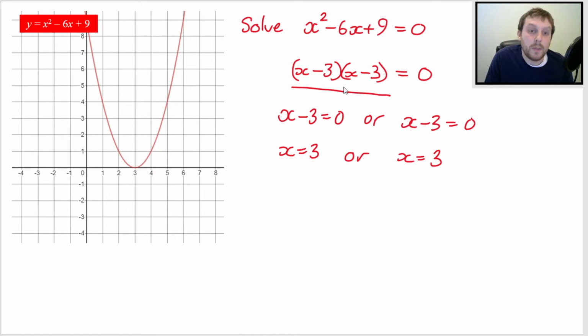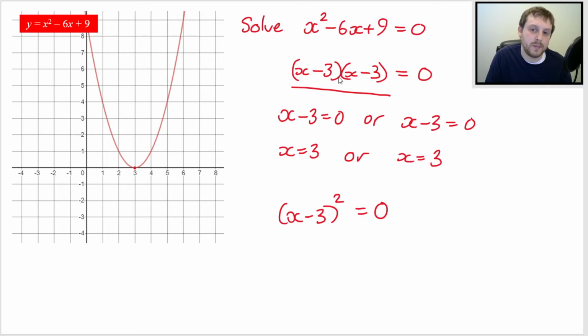So basically, you've got a repeated solution, we'll say. You've got a repeated solution of x is 3, okay? And how that manifests itself in the graph is it just touches the x-axis in this one place here, just at 3. So that's that. You could also have written this as x minus 3 all squared is 0.